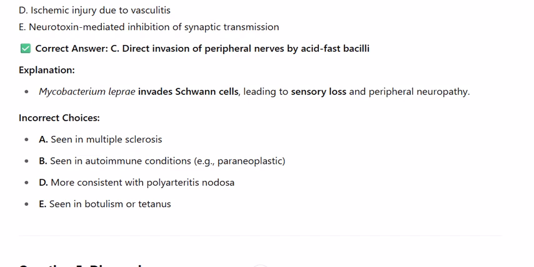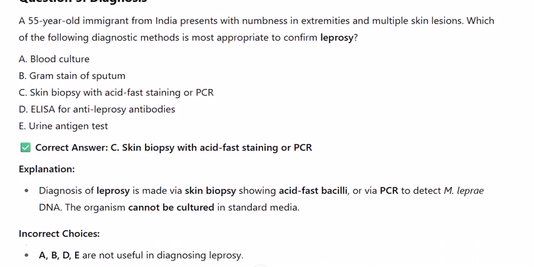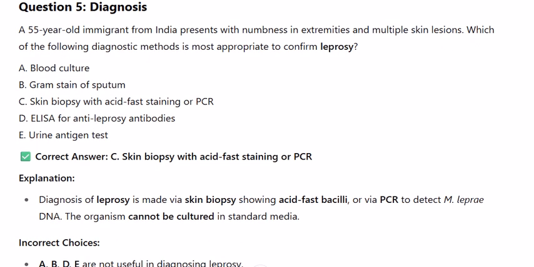Question 5: Diagnosis. A 55-year-old immigrant from India presents with numbness in extremities and multiple skin lesions. Which of the following diagnostic methods is most appropriate to confirm leprosy? A. Blood culture. B. Gram stain of sputum. C. Skin biopsy with acid-fast staining or PCR. D. ELISA for anti-leprosy antibodies. E. Urine antigen test. Correct answer: C. Skin biopsy with acid-fast staining or PCR.